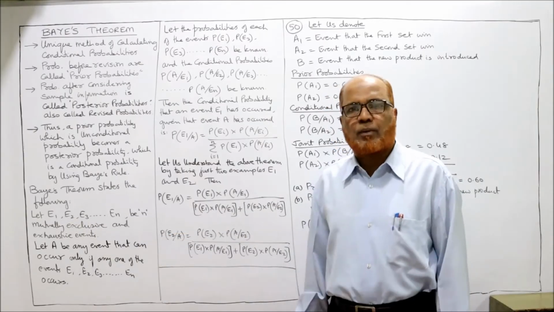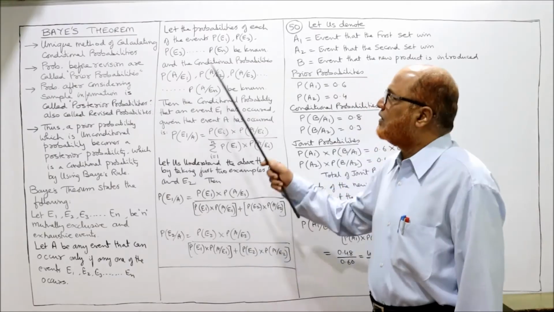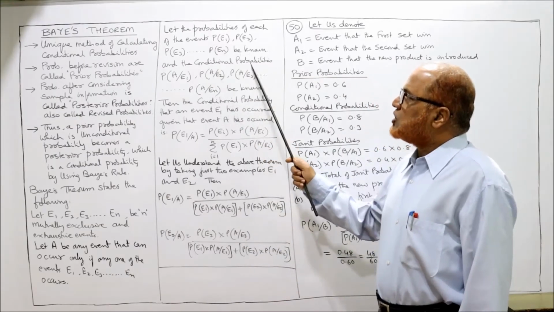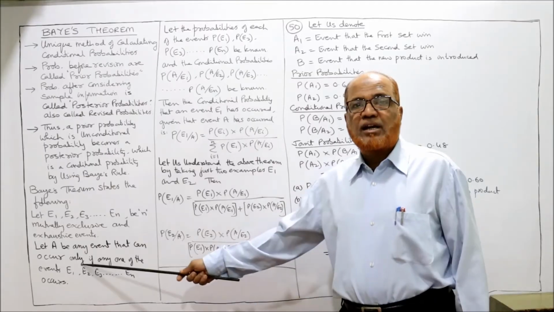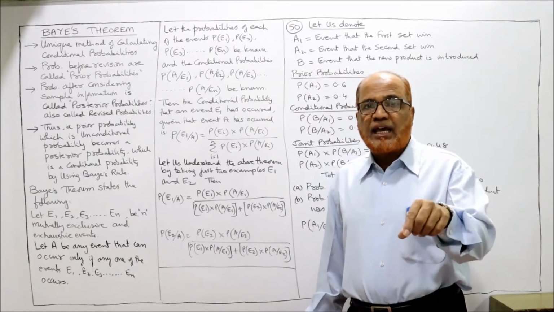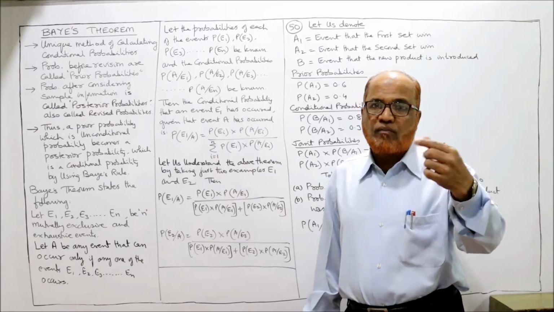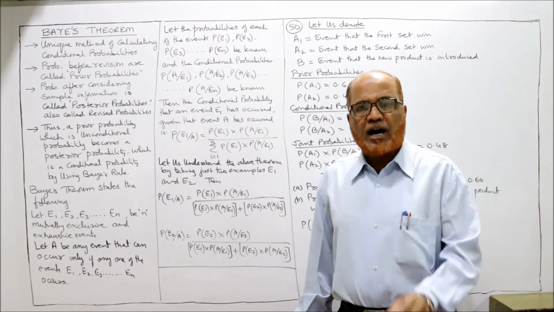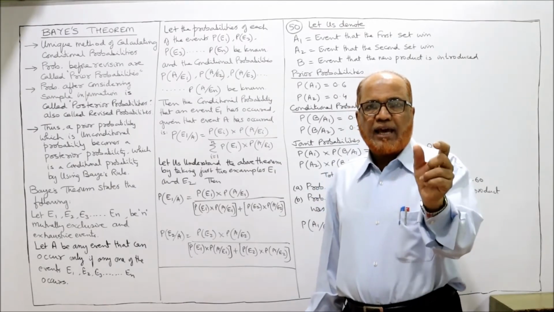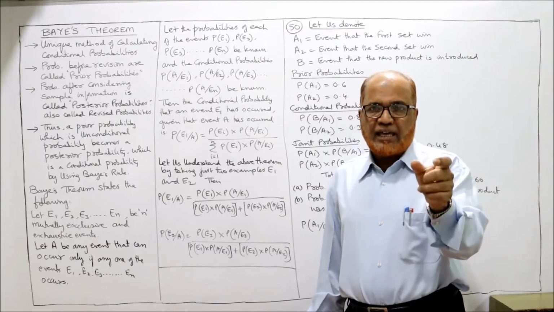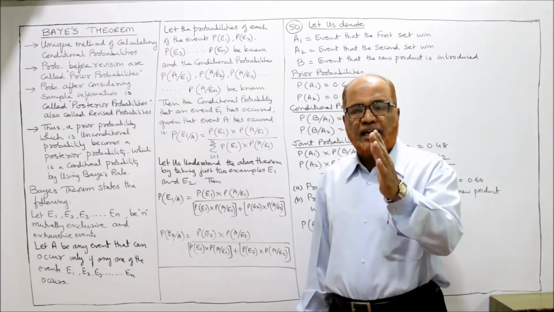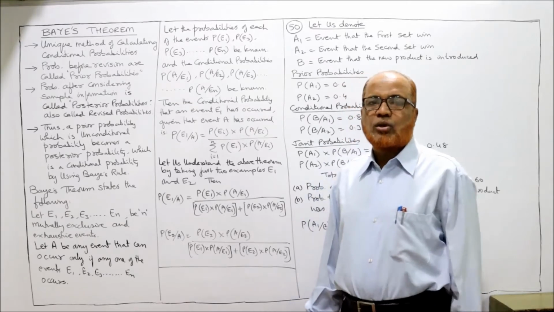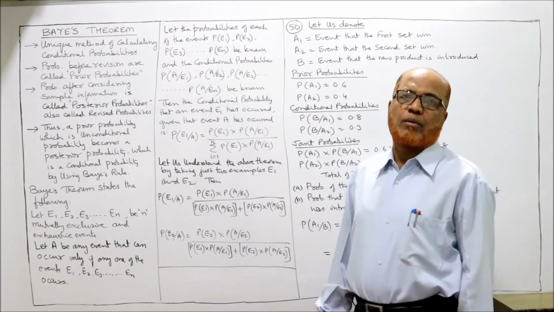We are given the probability of all unconditional events, and the conditional probabilities are also given. What is the condition attached? The event A is occurring along with E1, E2, E3. A is there along with each of them: A is there along with E1, A is there along with E2, A is there along with E3, like that up to En. So these are called conditional probabilities.